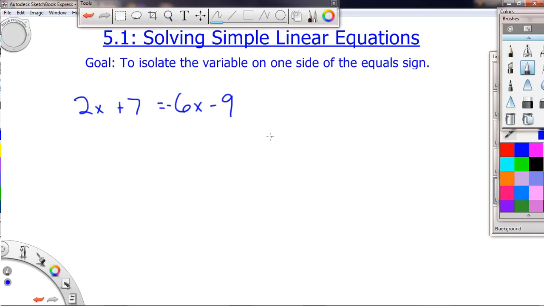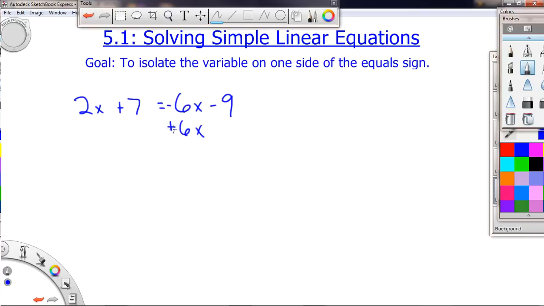I'm going to tell you the easiest way to do this, and I'll do it both ways just to show you. The easiest way is to take your x's and move them to the side that has more x's. Okay? Now 2 is greater than negative 6. So what I'm going to do is get rid of these x's on the right. I'm going to move all the x's to the left. And the way I'm going to do that is by adding 6x.